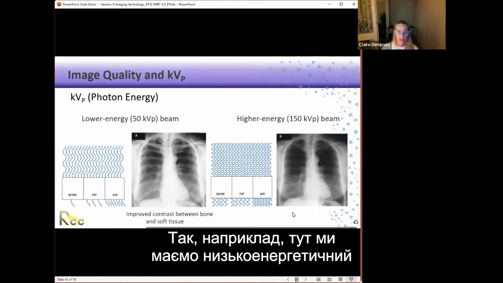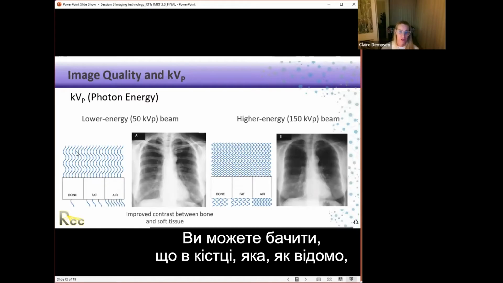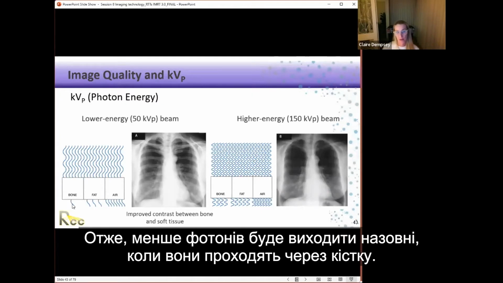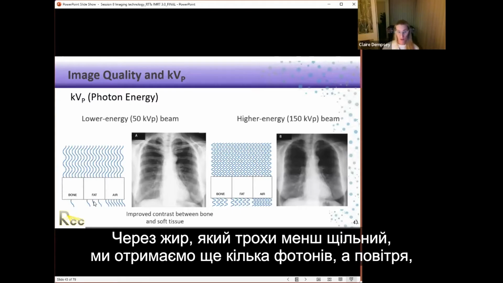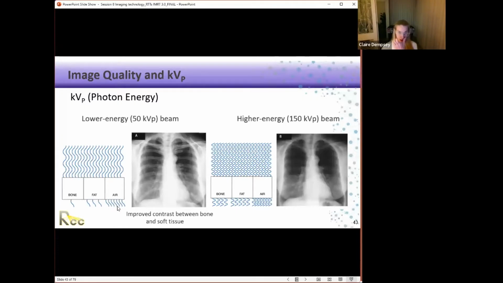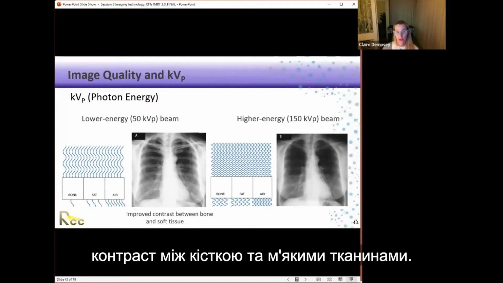So for example, here we have a low energy kVp beam. You can see in bone, which is a high density material, more of the radiation is going to be absorbed, so fewer photons are going to come out as they pass through bone. Through fat, which is a little bit less dense, we'll get a few more photons, and obviously air is not very dense at all, so we'll get more photons. So in a low energy beam, we get improved contrast between bone and soft tissue.